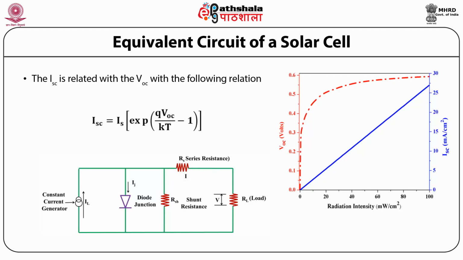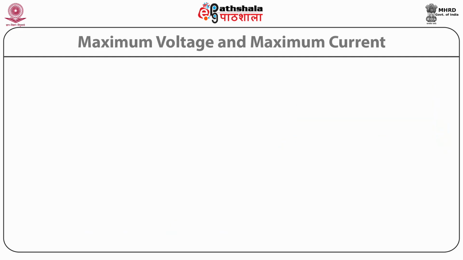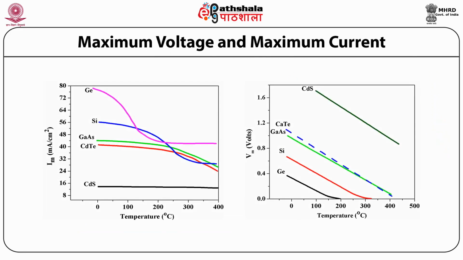Now, differentiating this expression and putting Vg naught equal to Eg naught by Q and neglecting the effect of temperature on short circuit current, we can find that dVOC by dT is equal to minus (Vg naught minus VOC plus gamma multiplied by KT by Q), this whole divided by T. So from this expression, it is quite clear that VOC decreases linearly with increase in temperature. Maximum voltage and maximum current.